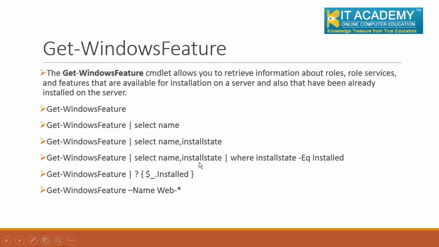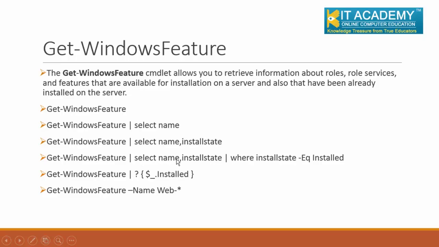So the install state will be Installed in case the feature has already been installed. The install state will be shown as Available in case it is available but not yet installed by you. If the list is too lengthy, then you can say Get-WindowsFeature pipe select Name, InstallState.